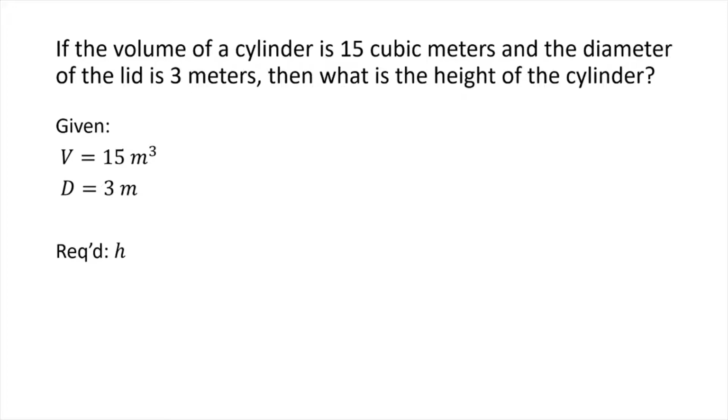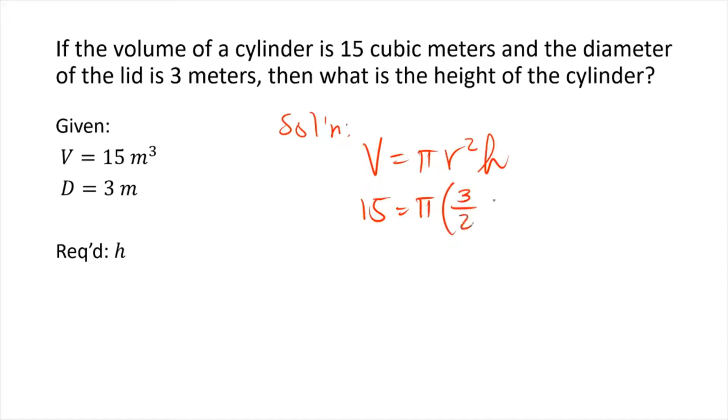To solve this problem, we need a formula for the volume of a cylinder. So for a cylinder, the volume is equal to pi times its radius squared times the height. So what we're gonna do is just plug in the given values, and then find the unknown value. So for the volume, we have 15 cubic meters. Then the radius is equivalent to half the diameter. So that would be (3/2) squared times the unknown height.